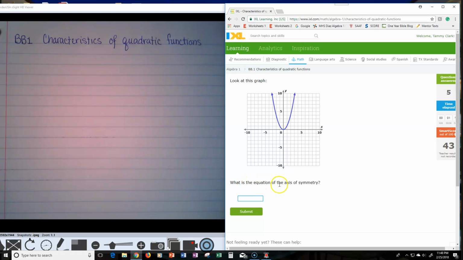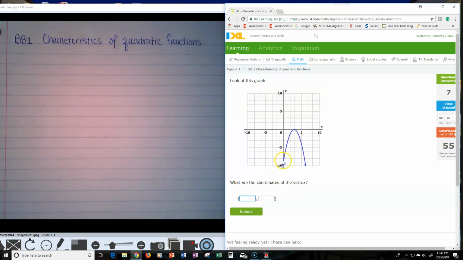Now, what is the equation of the axis of symmetry? Remember, the axis of symmetry is the line that splits the parabola in half. So if you folded it, one line would lay directly on the other, which means that the points on the quadratic are an equal distance or equal number of units from the axis of symmetry. So here, the equation of the axis of symmetry is x equals, well, what line splits it in the middle? 0. So x equals 0. What is the y-intercept? It's -5.